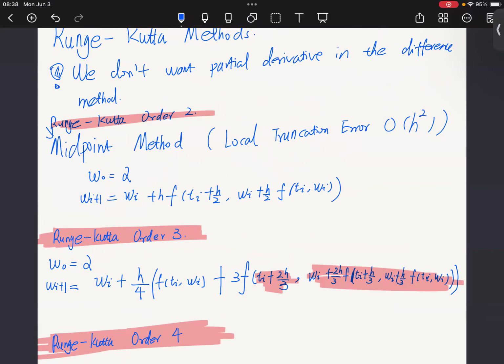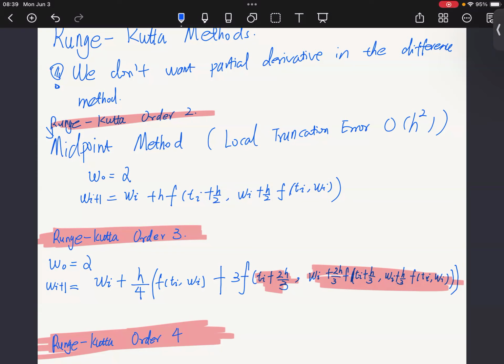And you can see the pros and cons here. The pro is that we don't need to calculate the derivative of the f function anymore. But the computational cost comes with the evaluations of f at different points. And you can see the Runge-Kutta order 3 is quite complicated. We need to evaluate the f function 3 times: the f function here, and then here, and then here.